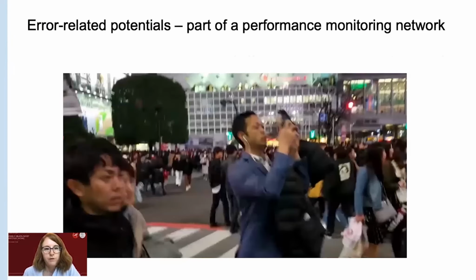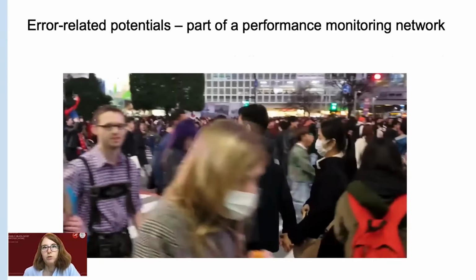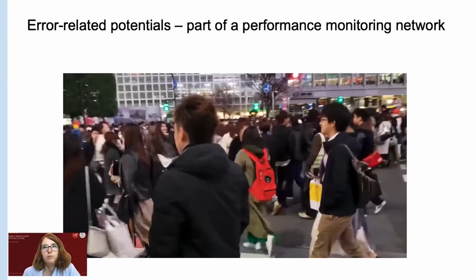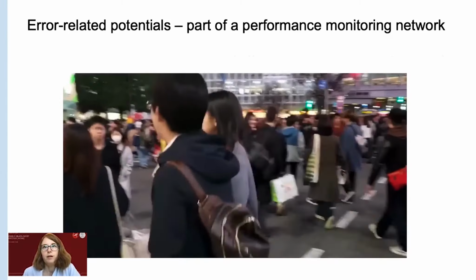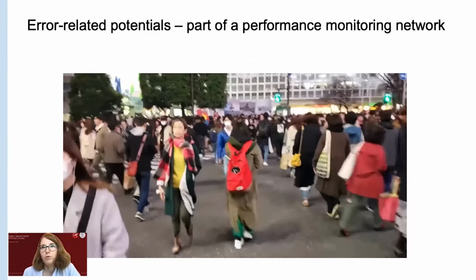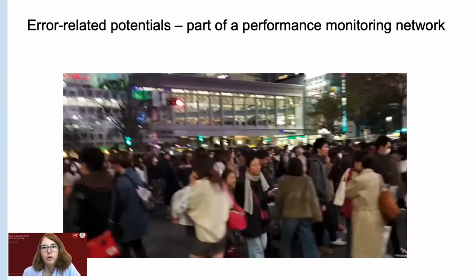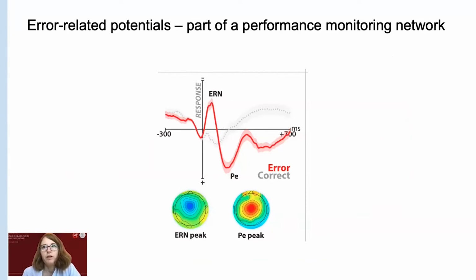So let's go back a second to the video from the beginning. If you imagine walking through this crowded street, before you actually adapt your step, you first have to recognize when you have to adapt your step and where you have to go. So here, the error-related potentials come into play.